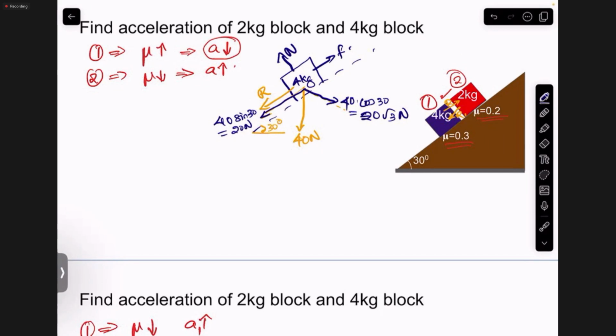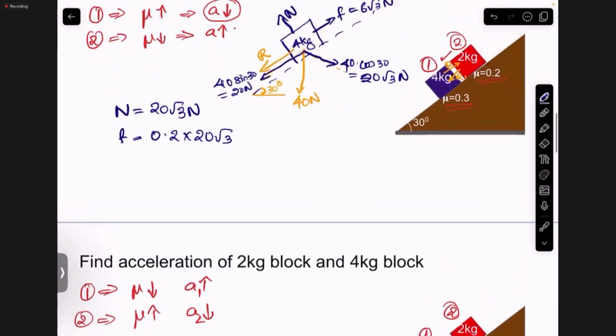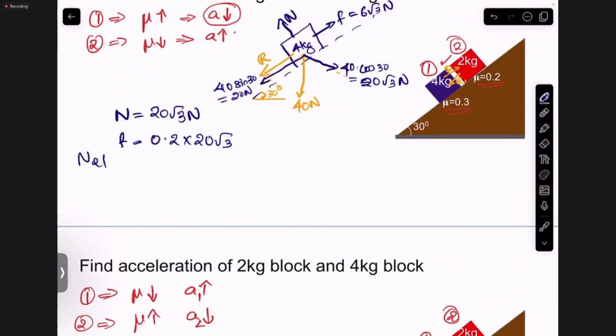So what will happen? We can equate the normal force first. Normal force will be equal to 20 root 3. So friction F equals mu, 0.2, times 20 root 3. So 6 root 3 Newton will come here. And we will equate the net force equal to mass times acceleration.